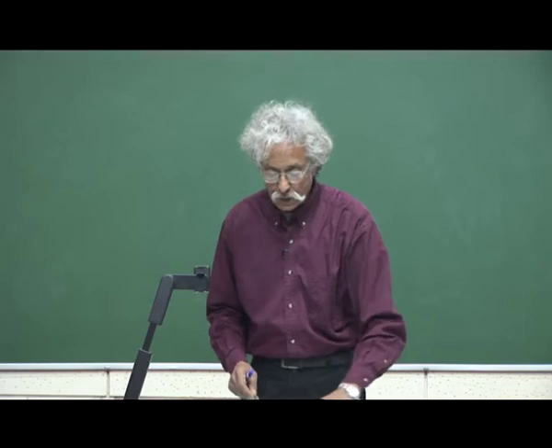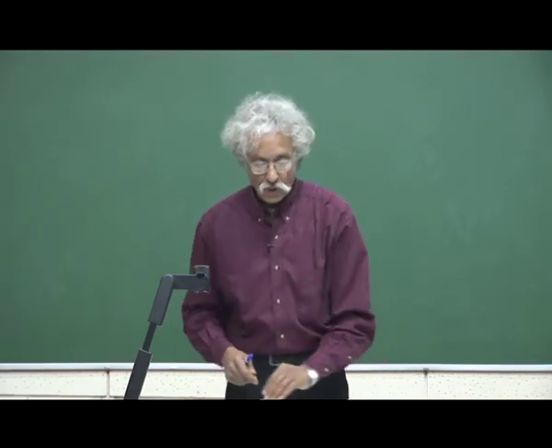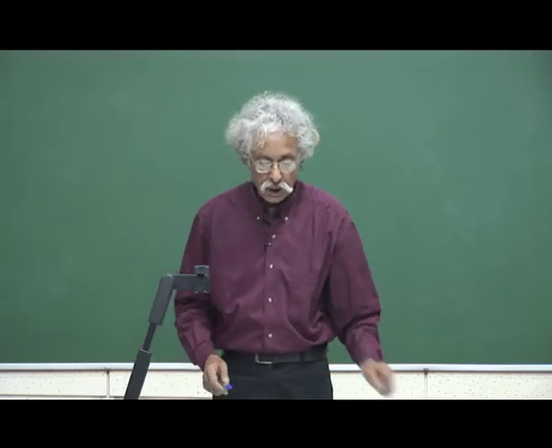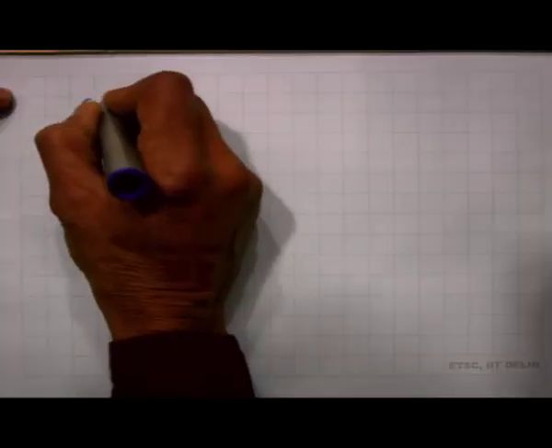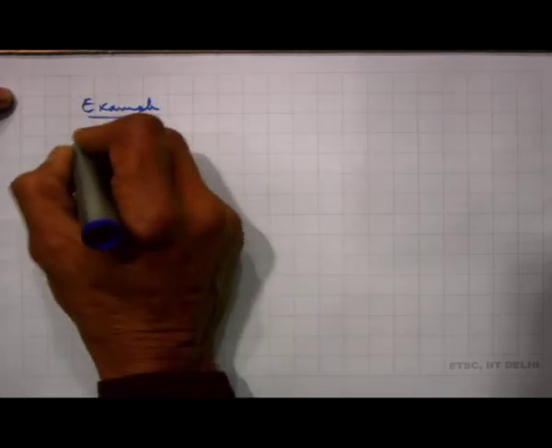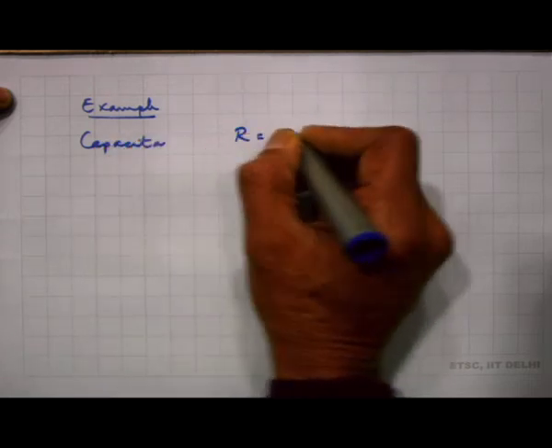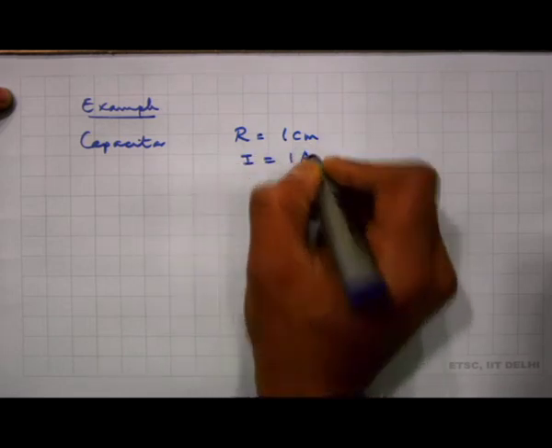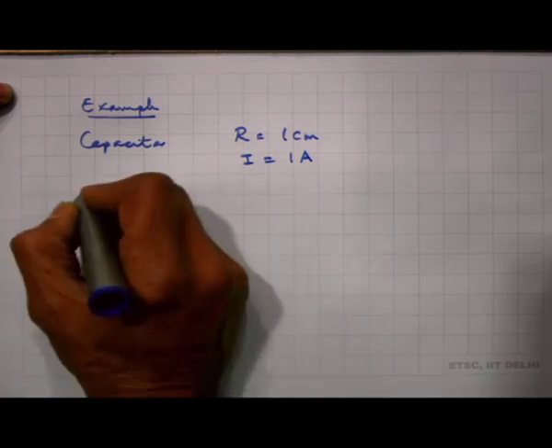So, this was an example which I wanted to discuss to show you that it is possible in problems to have both kinds of currents, both conduction and displacement current densities. So, let me take an example here. Let me take a capacitor with R equal to 1 centimeter carrying a current of 1 ampere. At any given time there is a current of 1 ampere flowing through the capacitor plates.